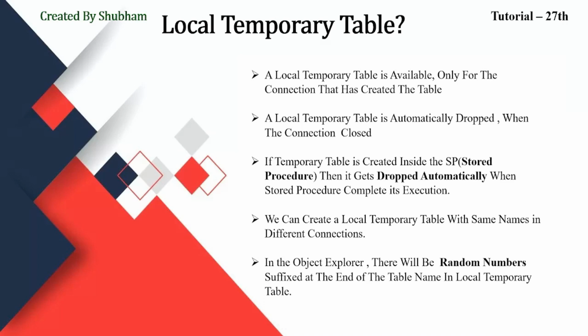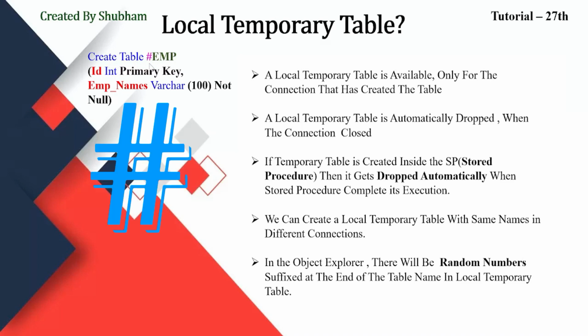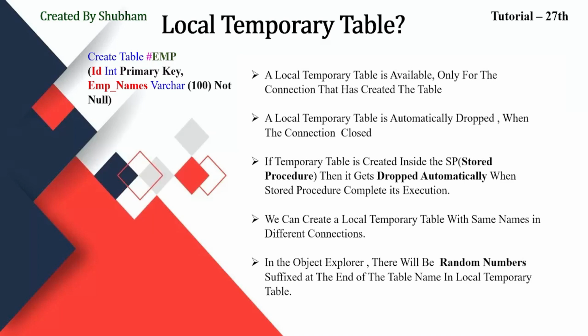Now let's talk about one more point. In the Object Explorer, there will be random numbers. Basically, this point says that once you create a temporary table, it adds some random number at the end of the temporary table name. And here is the syntax of creating a temporary table. The syntax is exactly the same as a normal table. Firstly you write create table, then the table name. But the catch is that you need to use a hashtag before the table name. This hashtag indicates that it is a temporary table. Here I have taken some columns like ID and employee name, followed by the data type with constraint. In this way you can create a temporary table.